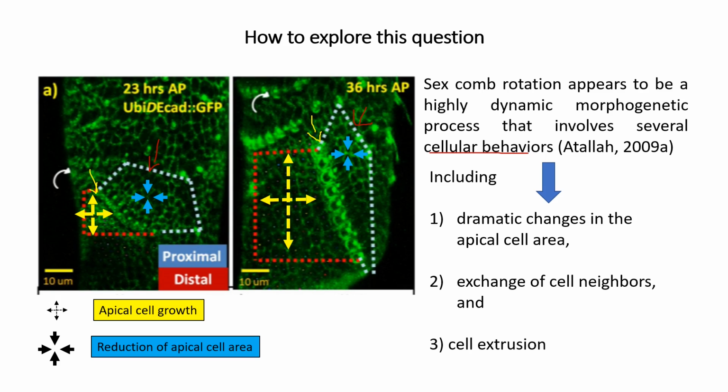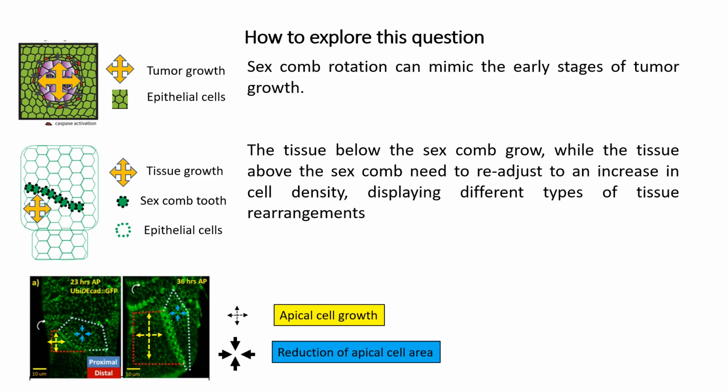So we wanted to know what happened in this region and what is the mechanism happening there. Also, they have to mix, they have to exchange cell neighbors, and also some of them will disappear, and we will analyze that during the movies. So why can this process of rotation be important to study early, and why is it important to study sexcom rotation?